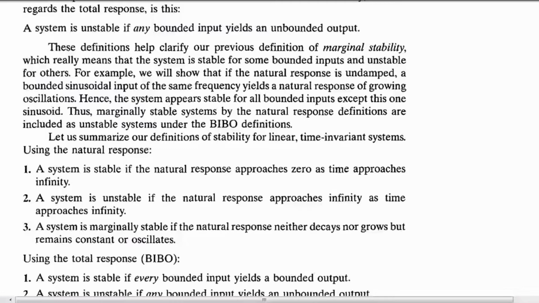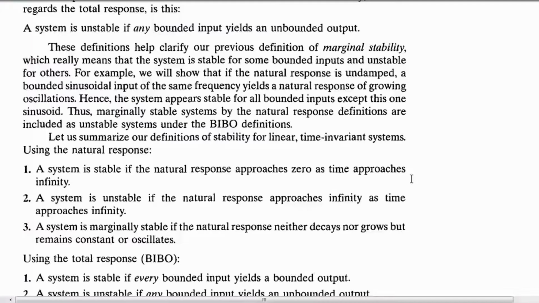Okay. So let us summarize our definition of stability for linear time invariant systems. We say a system is stable if the natural response approaches zero as time approaches infinity. A system is unstable if the natural response approaches infinity as time approaches infinity. And the third is, a system is marginally stable if the natural response neither decays nor grows but remains constant or oscillates. So there are three conditions: the system will be stable, unstable, or marginally stable, right?